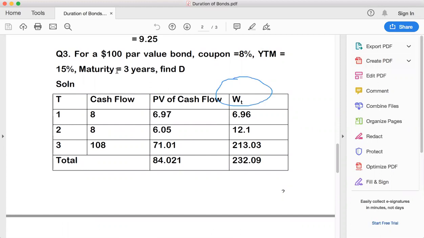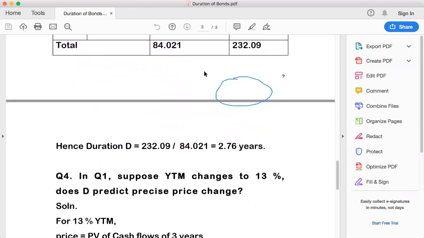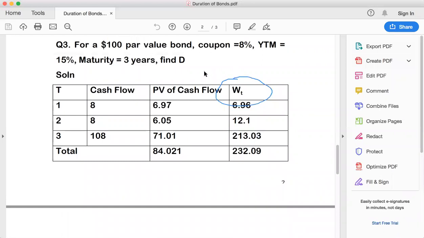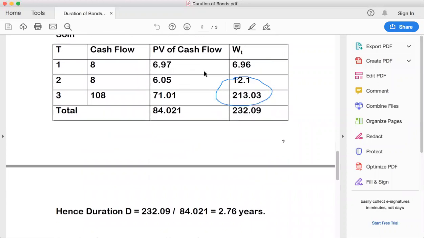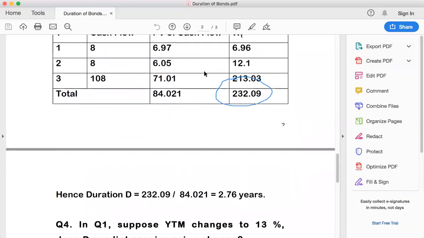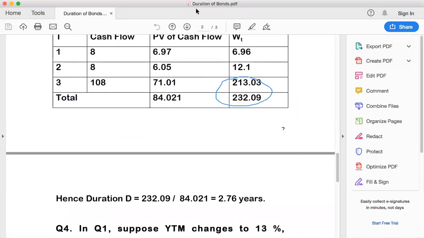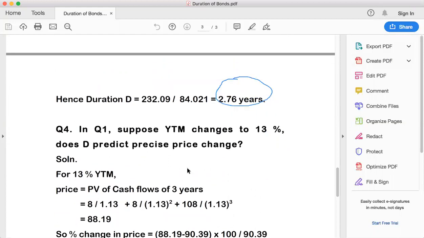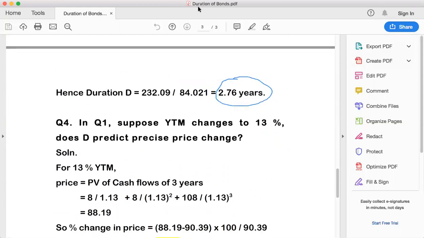Then you have to find the Macaulay's duration for this particular problem, and Macaulay's duration is found by creating a weighted PV cash flow column in the table, right? Which gives you 232 as against 84.021, which is the usual way of calculating present value of the cash flow. And when you divide the two, you arrive at the Macaulay's duration, which is 2.76 years.